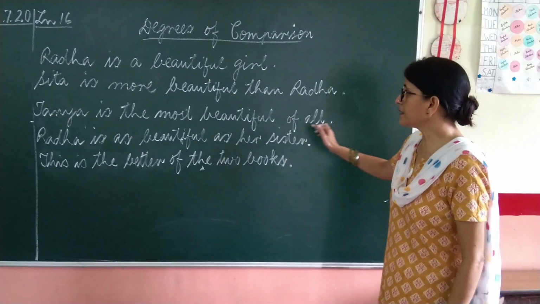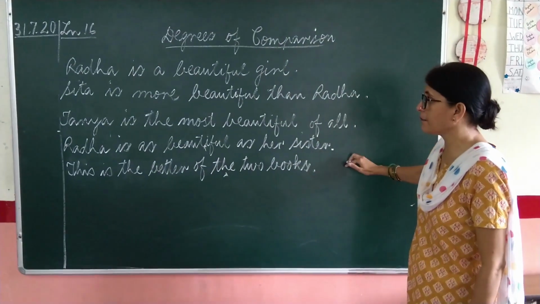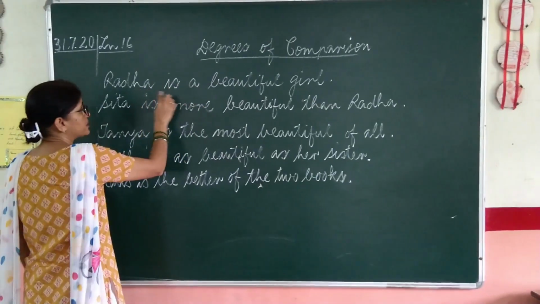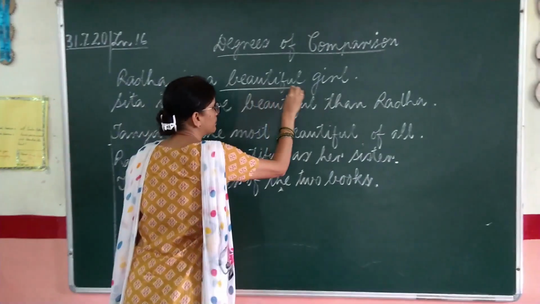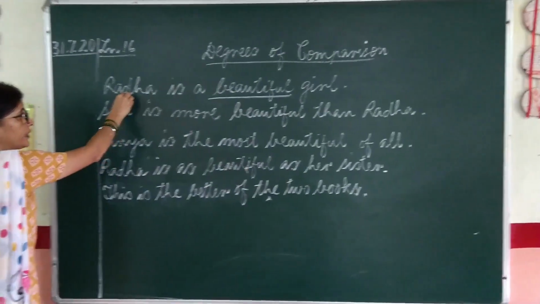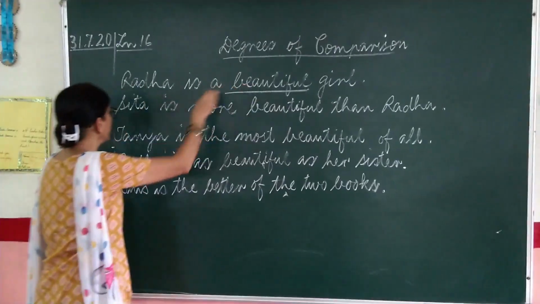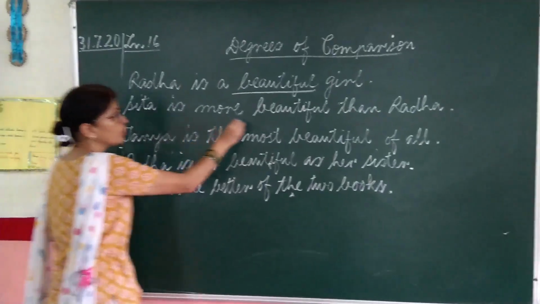Now, let us make it clearer with the help of more examples. So, here, what quality is mentioned about Radha? That she is a beautiful girl. Only the quality of Radha is mentioned, so I have used positive degree. Understood? Now here, Sita is more beautiful.